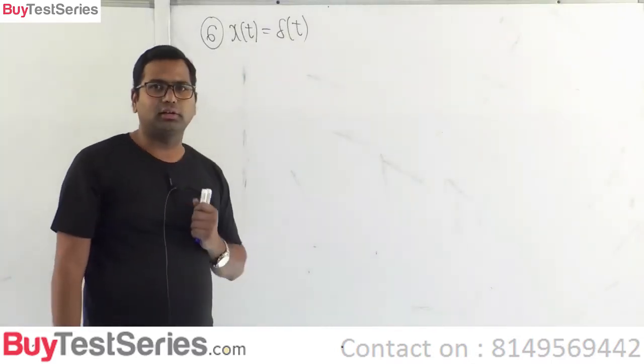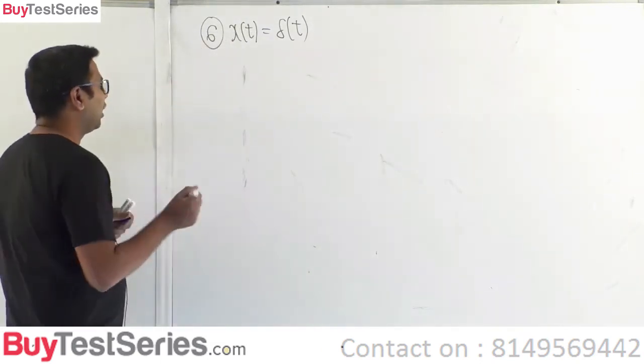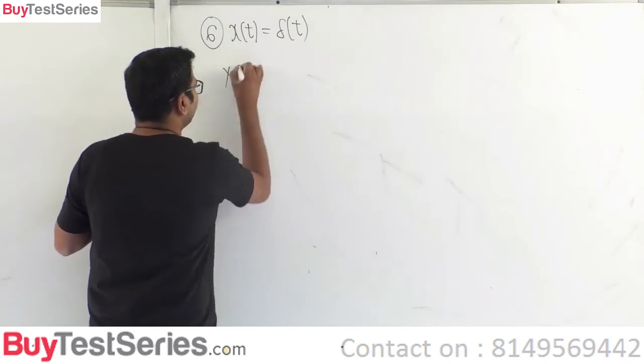In the next question, we have to find the Laplace transform and ROC for x of t is equal to delta t. As we all know, delta t is the unit impulse signal. How do we get the Laplace transform?